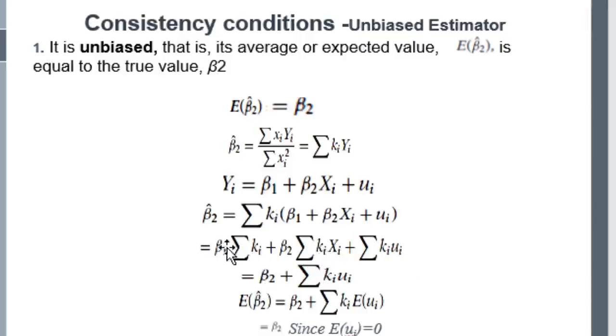Then this term will be 0 and this term will be 1, and therefore beta 2 plus sigma ki ui. That is, the expected value of beta 2 equals the true value. This is the unbiased property.